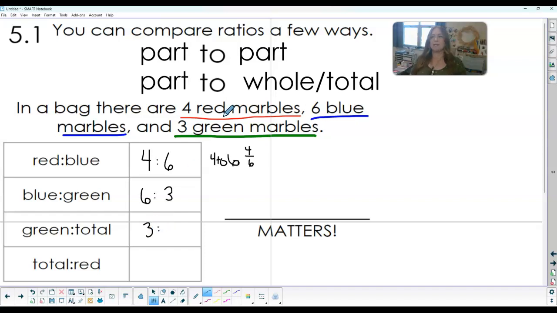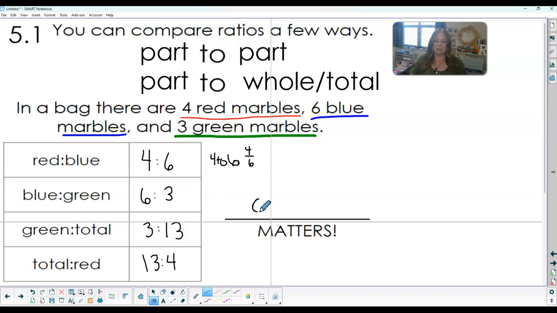And then the total is, I'm going to put all of those marbles together, including the green ones. If I put all of them in the bag, the green ones would be in there too. So I have 4 red plus 6 more blue is 10. Plus 3 more green is 13. I have 3 out of 13. My next one wants the total first. We just figured out the total marbles was 13, and it wants red second. Red has 4. So all we're doing is, which one was first, we list it first. Which one was second, we list it second.